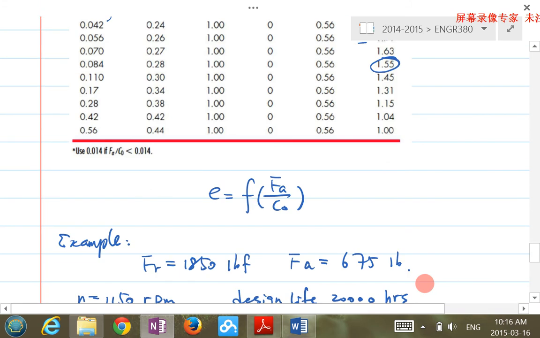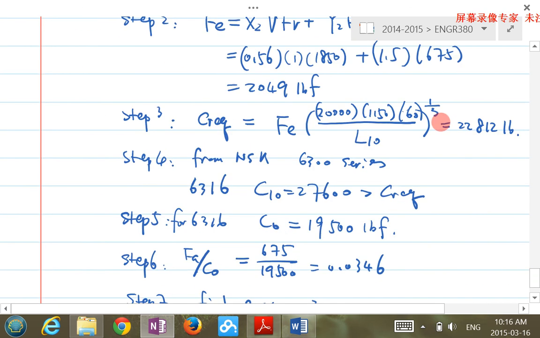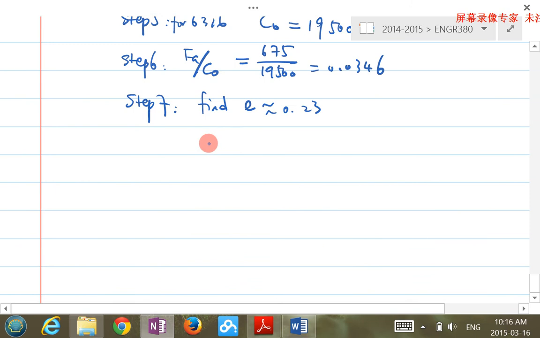Then we have to compare the E value with the ratio FA over VFR, so we can know whether we are in the column I equal to 1 or I equal to 2. So let's calculate this ratio and compare it to E. This is step 8. The ratio is FA over FR. The V is 1, so I can just neglect that V.